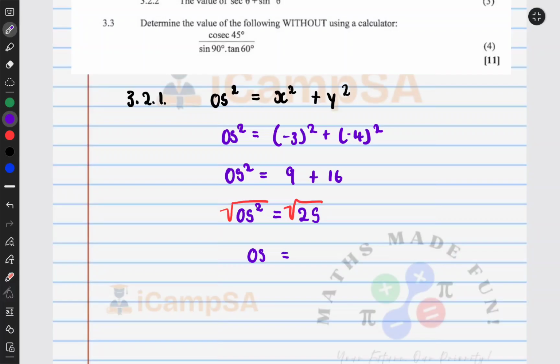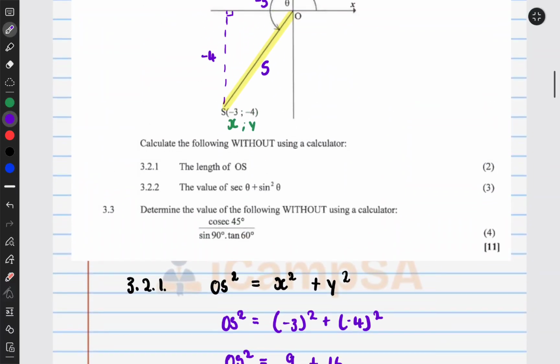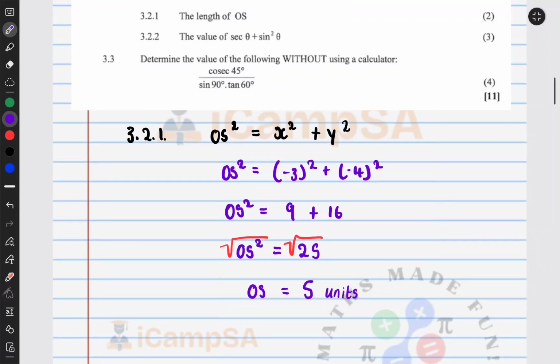What is the square root of 25? That would be 5 units, and that's the length of OS, 5 units. Let's come here, so here we're going to have 5. Next we have to calculate the value of sec theta plus sin squared theta.